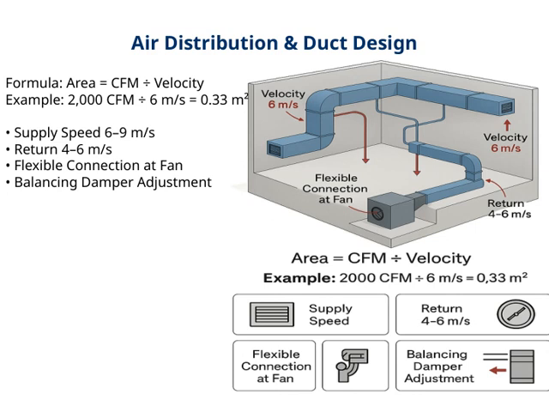Another important point is the flexible connection at the fan. Using flexible ducts helps reduce noise and vibration, making the system quieter and more durable. Lastly, balancing damper adjustments are vital. They allow us to fine-tune airflow throughout the system, ensuring everything operates optimally and maintains the desired indoor environment. All these elements, correct sizing, appropriate velocities, flexible connections, and dampers, work together to create an effective and efficient air distribution system that supports the overall goal of good indoor air quality and comfort.